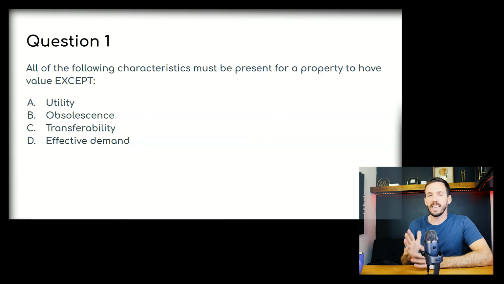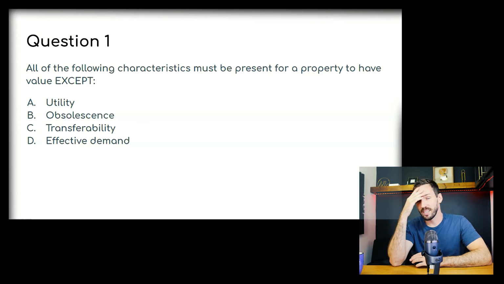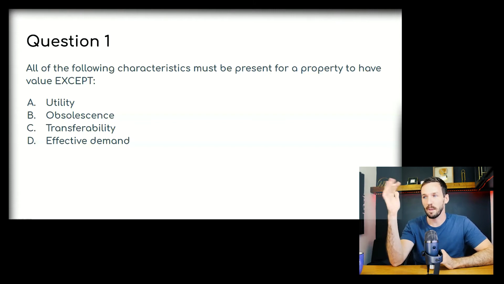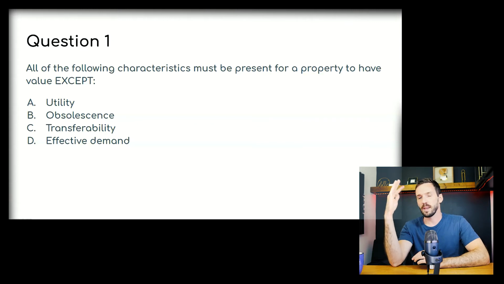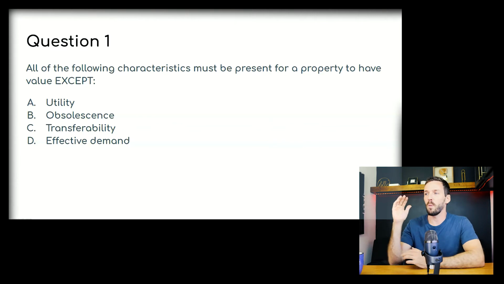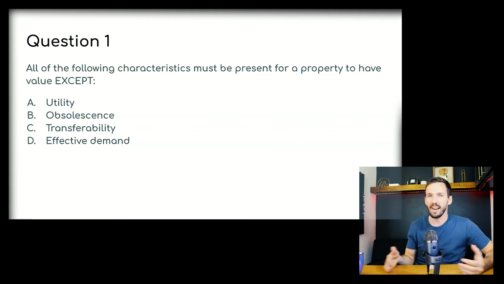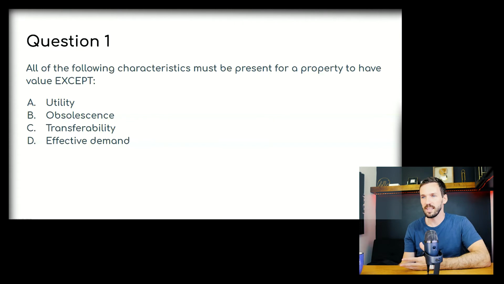Question 1. All of the following characteristics must be present for a property to have value, except: utility, obsolescence, transferability, effective demand. So utility means capable of serving a useful purpose. So yes, obsolescence. I mean, y'all grilled me on this word during the general chapter review video because I kept calling it adolescence. So sorry. This is a pretty obvious answer, I feel like. Why would you need something that's obsolete or out of date to have value? You don't need that, so B here is the answer.